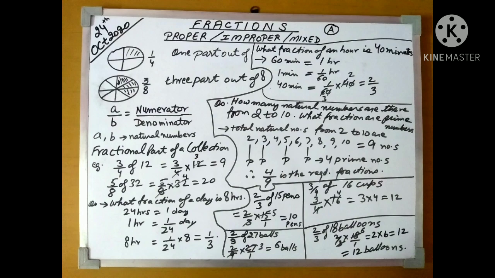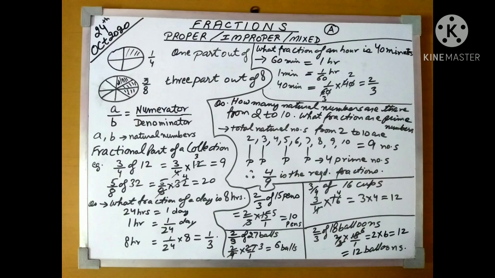See the next interesting one. How many natural numbers are there from 2 to 10? What fraction of these are prime numbers? So we will write the natural numbers from 2 to 10 as 2, 3, 4, 5, 6, 7, 8, 9, 10. These are total 9 numbers. Out of these, the prime numbers are 2, 3, 5, 7. That is 4 numbers. So 4 out of 9. So we will write 4 by 9 is the required fraction.